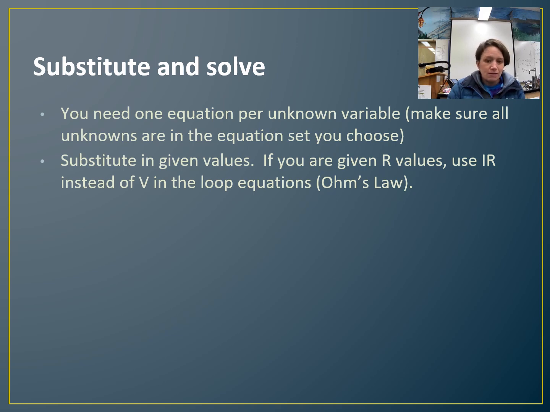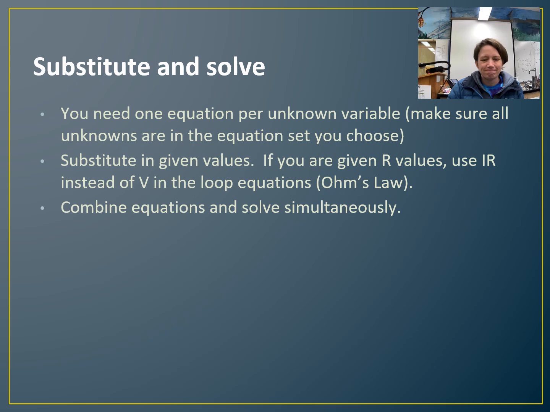A note about this: if you are given R values, but don't have information about voltage drops across individual resistors, you can use IR, the product of current and resistance at a point in space, instead of the V in the loop equations. And this is from Ohm's law. Since V is equal to IR, at any point in space, the V can be replaced by I and R. Then you're going to combine the equations and solve them simultaneously.